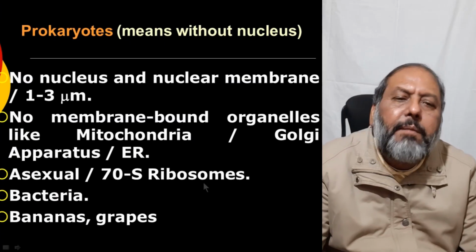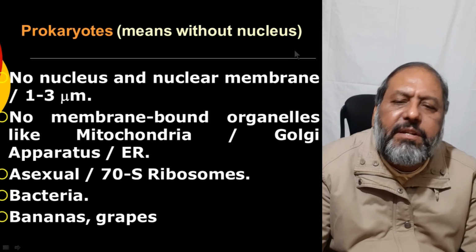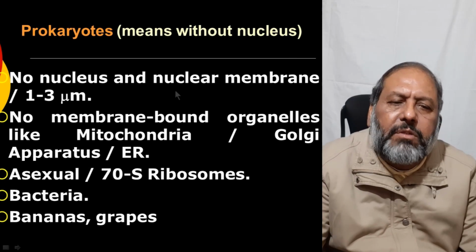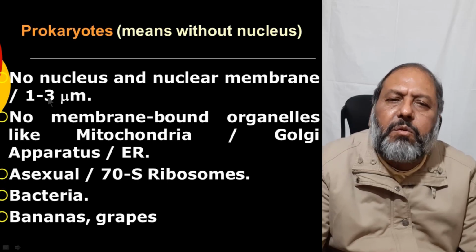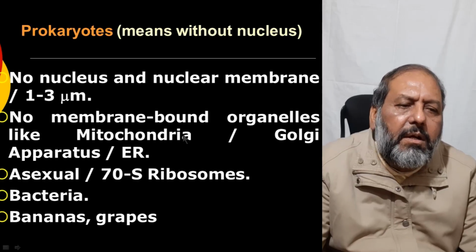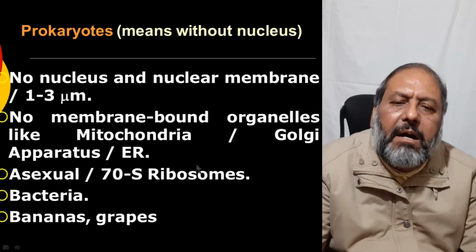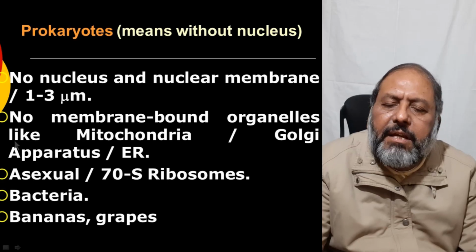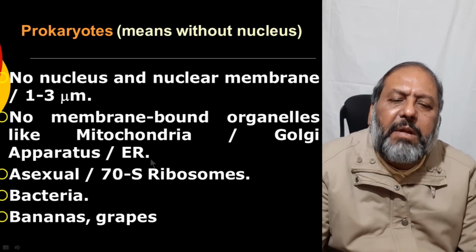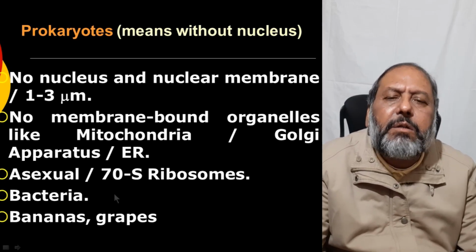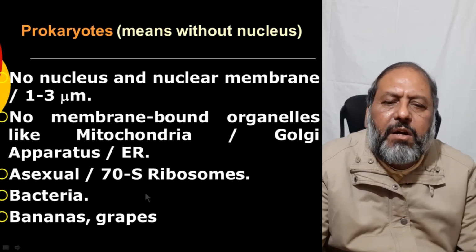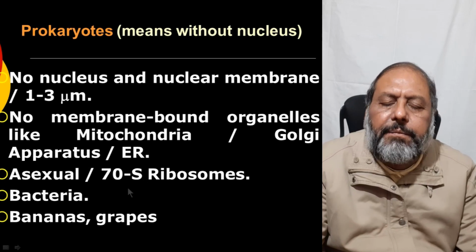Now the other is prokaryote, meaning without the nucleus. They do not have a definite nucleus and also no nuclear membrane. They are about 1 to 3 micrometers in size, with no membrane-bound organelles as in the eukaryote. They do not have mitochondria, Golgi apparatus, and endoplasmic reticulum. Their growth is asexual, and they have ribosomes of 70S strength.